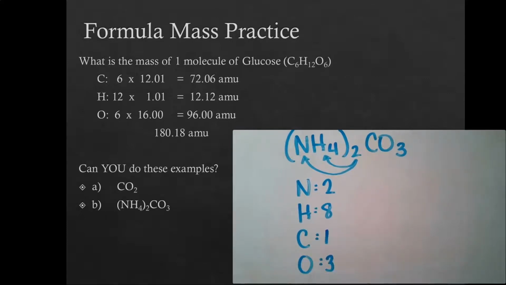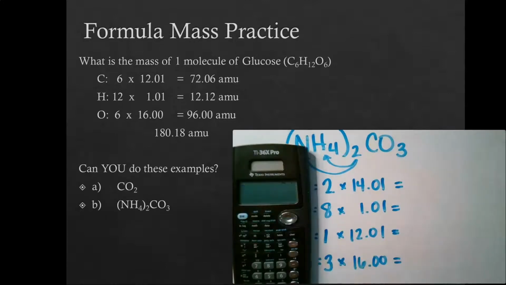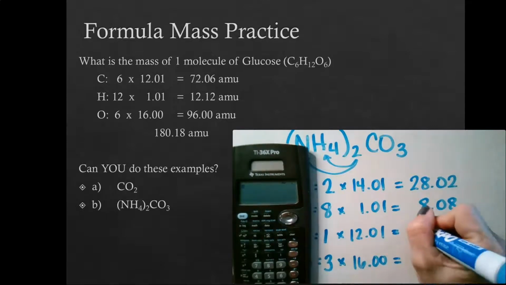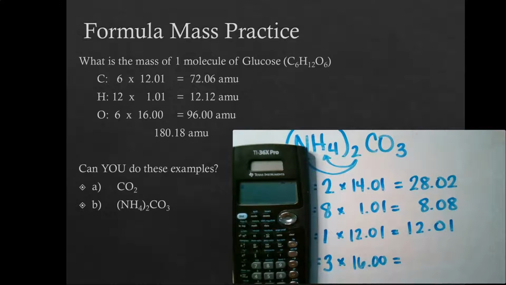When we look these up on our periodic table, nitrogen is 14.01, hydrogen 1.01, carbon 12.01, and oxygen, of course, is 16.00. Maybe this is coming to a point in your life where you're ready for a calculator, in which case we can multiply 2 times 14.01. I think you can still do that one, 28.02. 8 times 1.01 is 8.08. 12.01 times 1, 12.01. And last but not least, 3 times 16, 48.